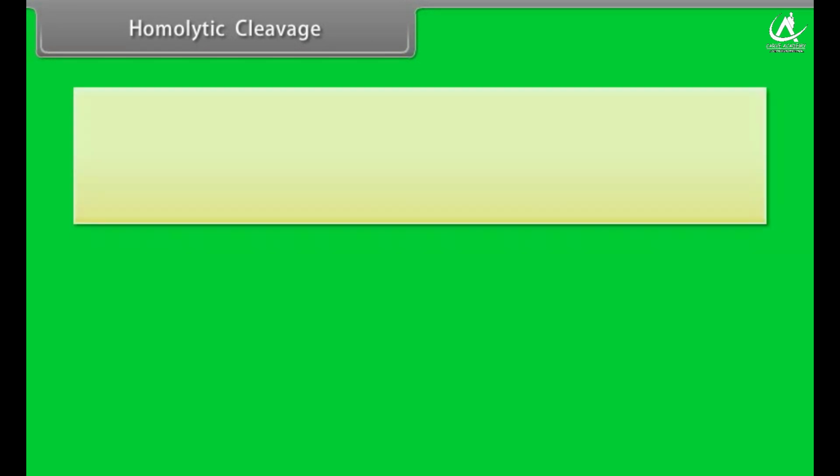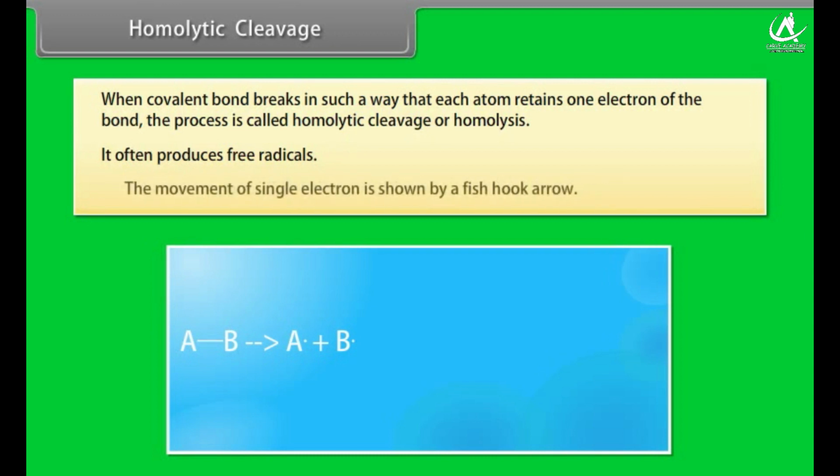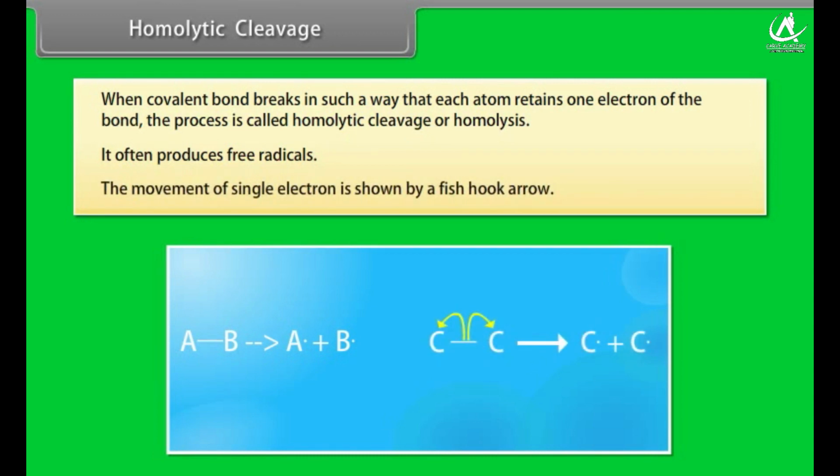Homolytic cleavage. When a covalent bond breaks in such a way that each atom retains one electron of the bond, the process is called homolytic cleavage or homolysis. It often produces free radicals. The movement of a single electron is shown by a fish hook arrow.